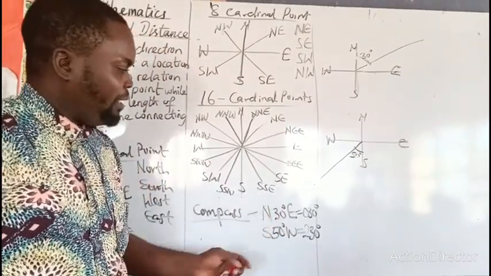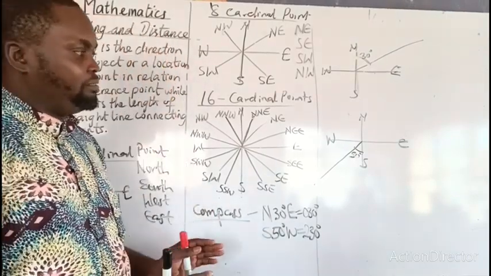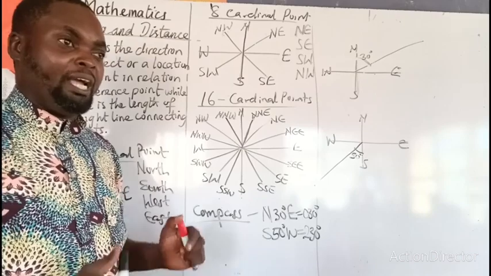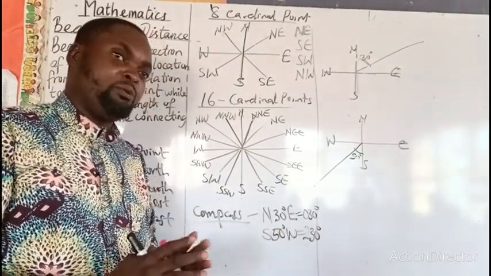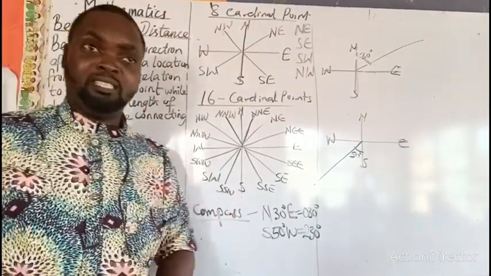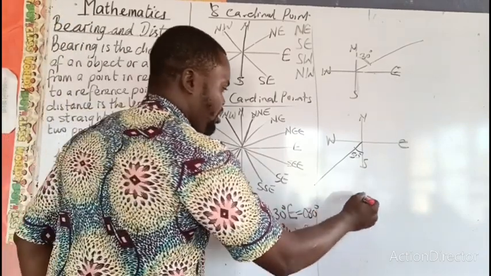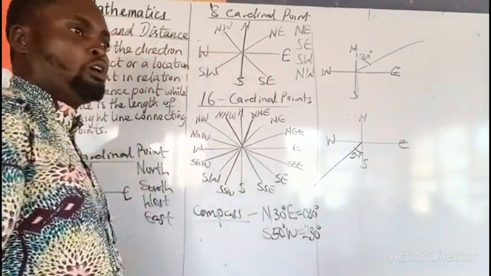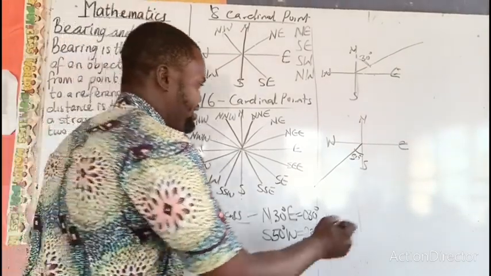Alright. But what about the other one, which is the main one you should know, especially for questions that you'll be given? Most of the time they will give you in this one, especially when you are doing more important questions on bearing and distance. Now, how do we read? Normally, in your cardinal point, you must read it starting from the north in a clockwise direction.